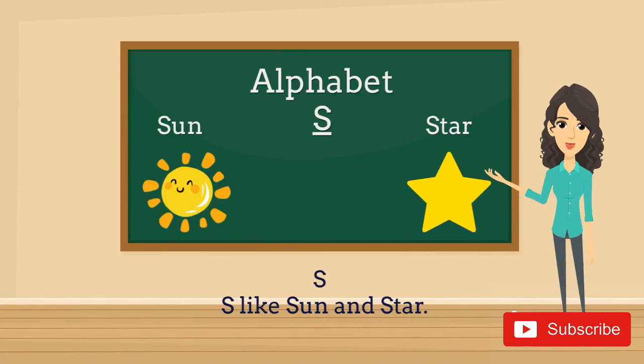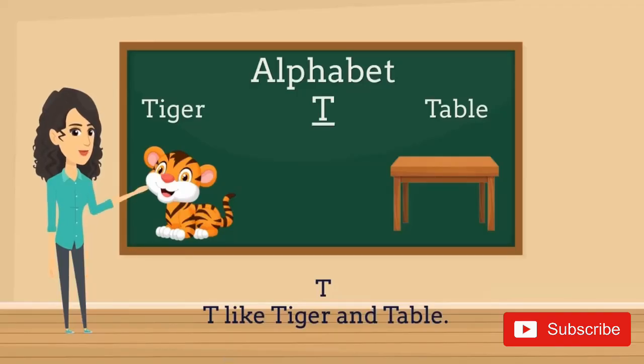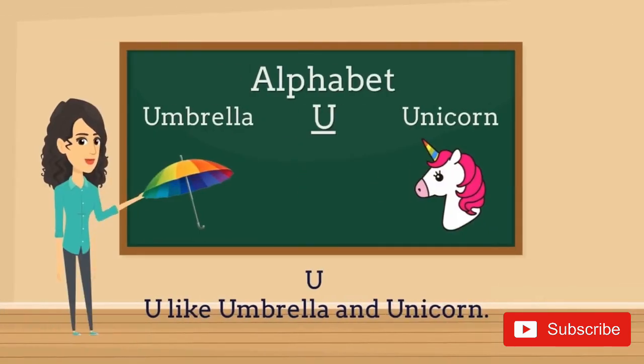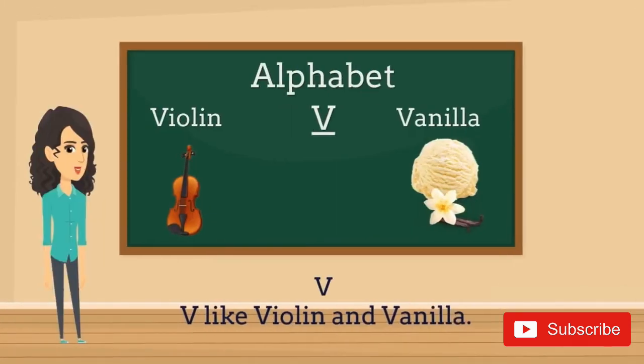S. S like sun and star. T like tiger and table. U. U like umbrella and unicorn. V. V like violin and vanilla.